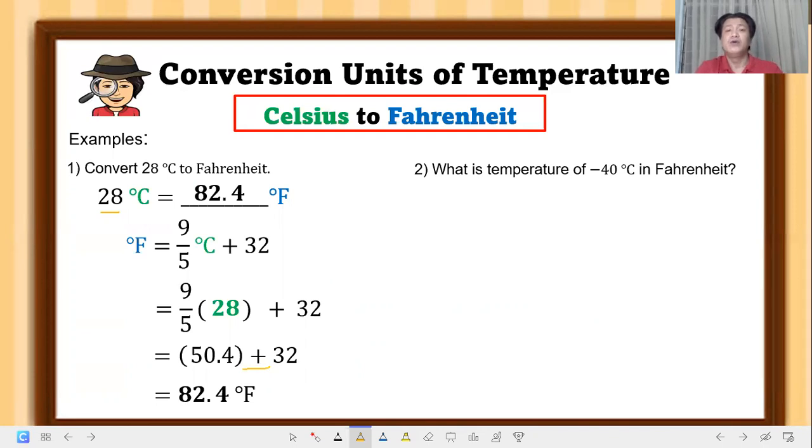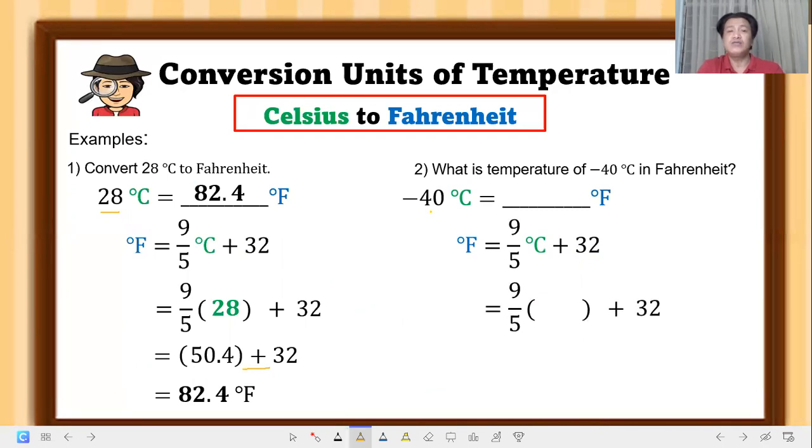Okay, let's have number 2. What is the temperature of negative 40 degrees Celsius in Fahrenheit? So, same pa rin yung ating procedure. Just copy. Okay, so isulat mo lang siya in a symbol. We have negative 40 degrees Celsius equal to what degree Fahrenheit. Meaning to say, we are going to copy or write the formula and substitute the given, which is negative 40 degrees. I-replace lang natin dyan sa open close parenthesis.